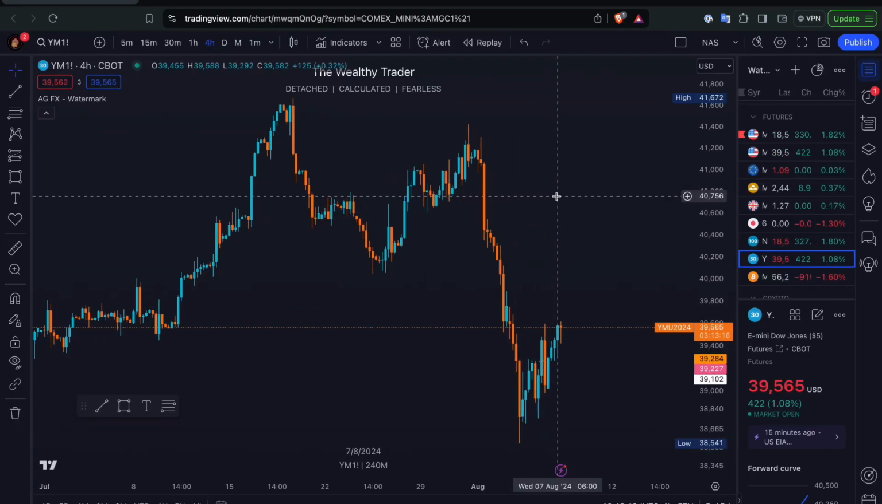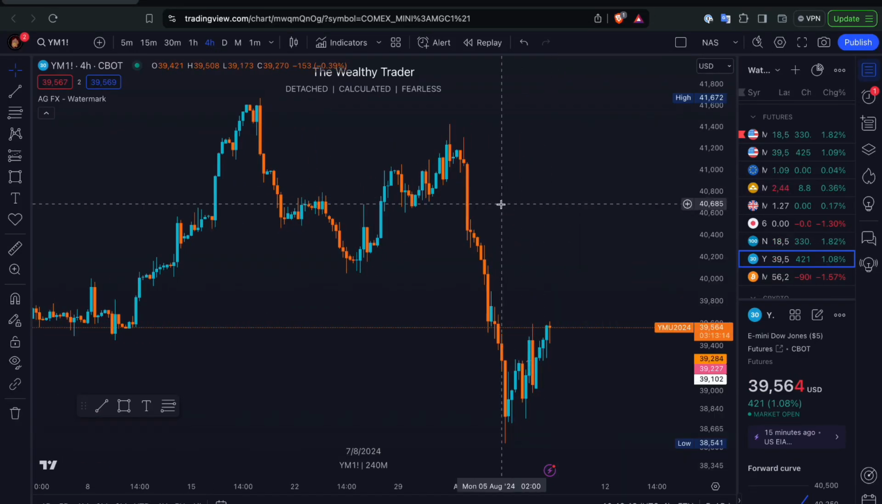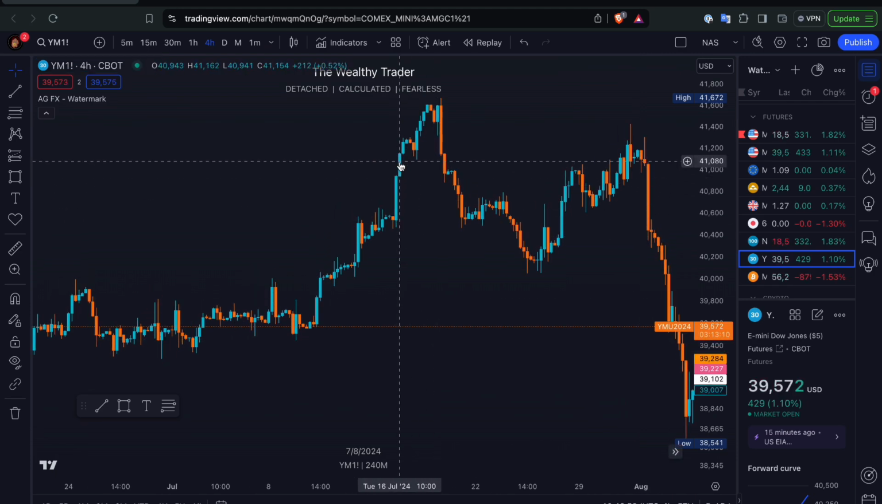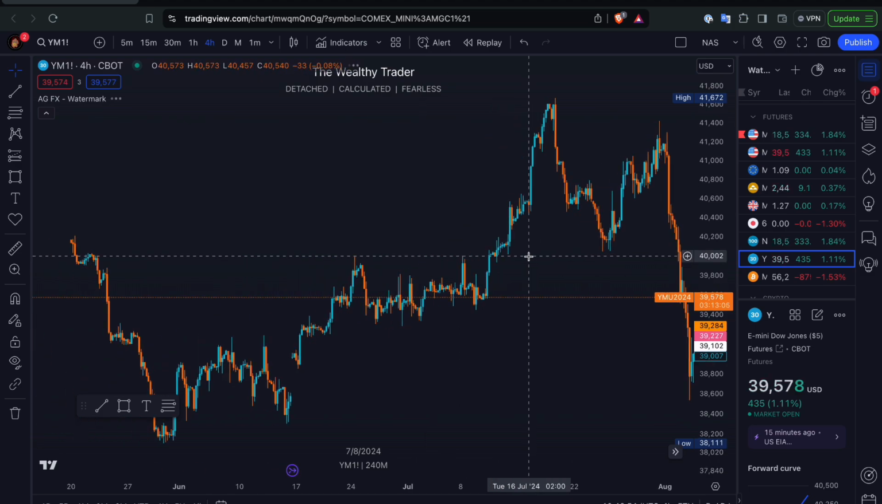When you come to your charts, and you pull up and you see these big candles like this, that should catch your attention, because those are imbalances.